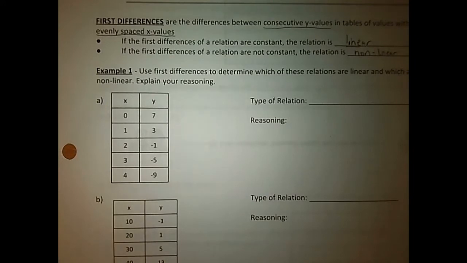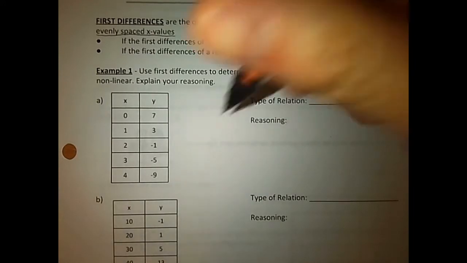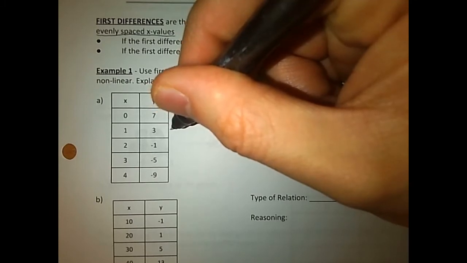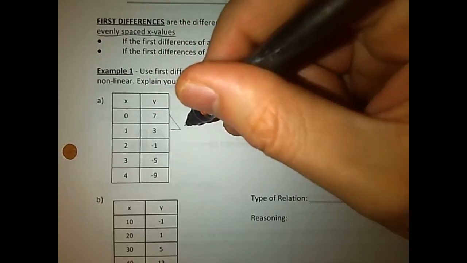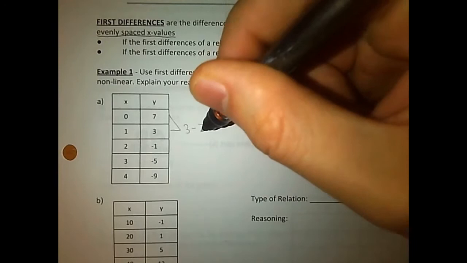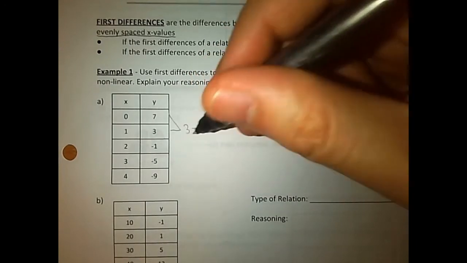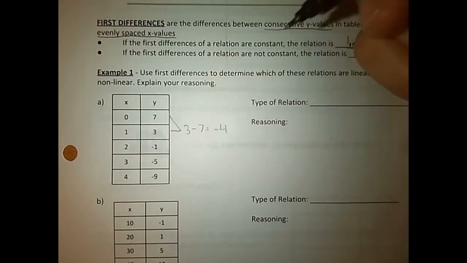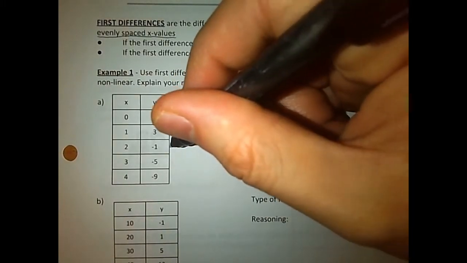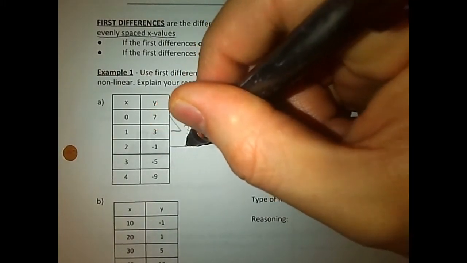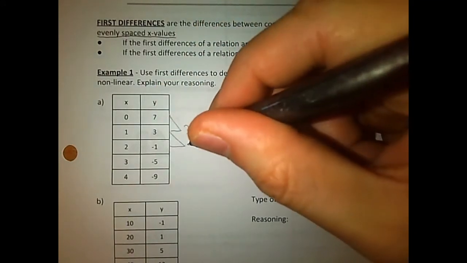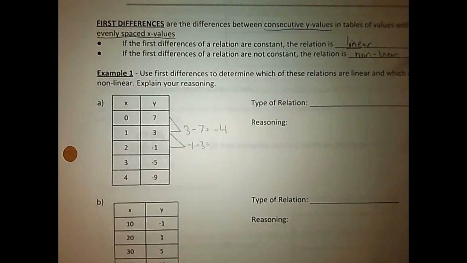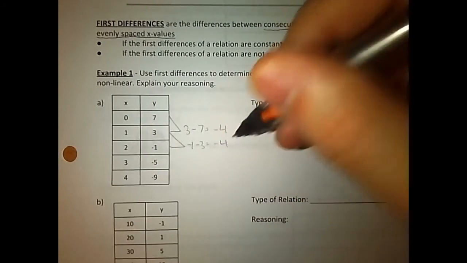Now to use our first differences, all we have to do is take the lower value and subtract it from the upper value. So we're going to do 3 minus 7. If we use our calculator, we're going to get negative 4. I'll do this again, with the lower y value subtract the upper y value: negative 1 minus 3. If I subtract those two, I get negative 4.